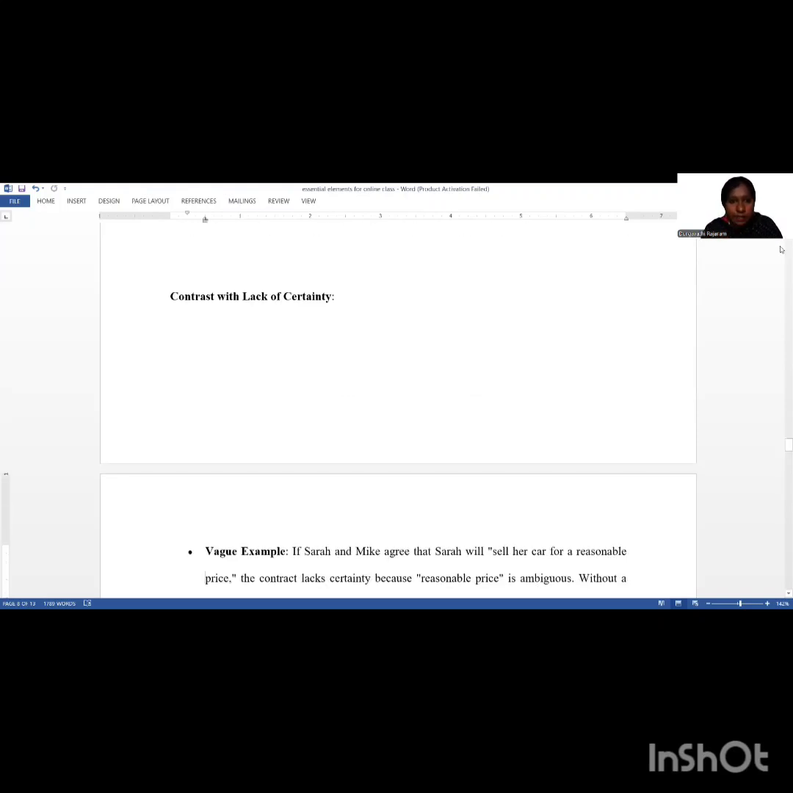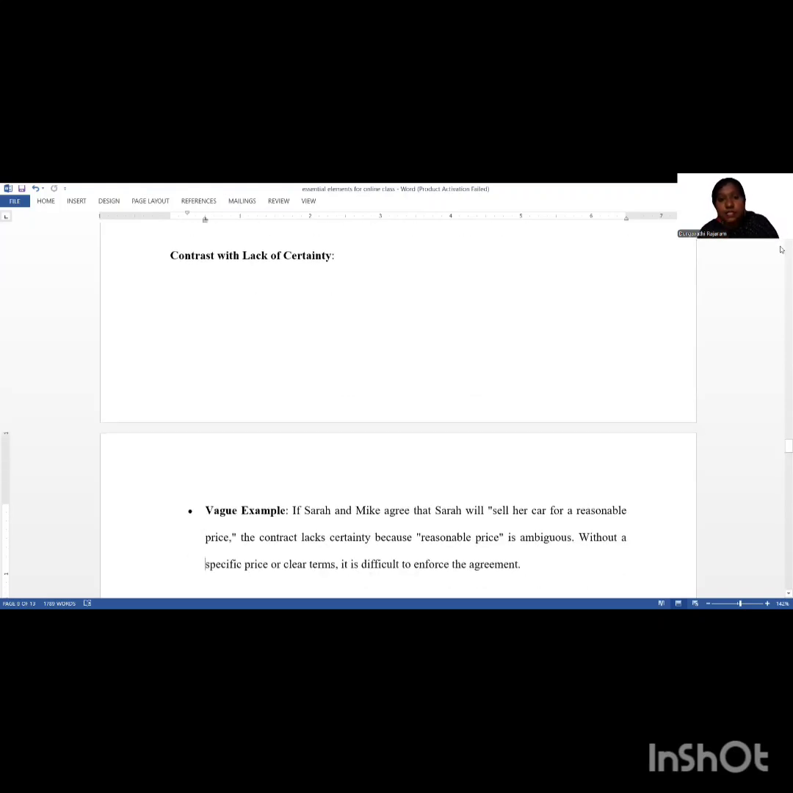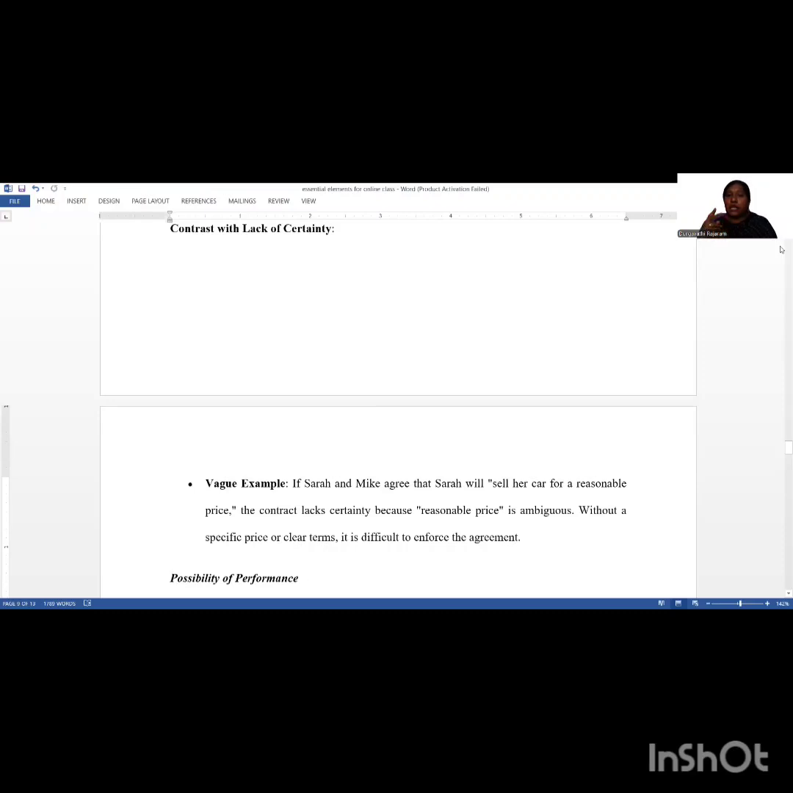Now for example, lack of certainty. Sarah and Mike agree that Sarah will sell a car for a reasonable price. The contract lacks certainty because a reasonable price is ambiguous.